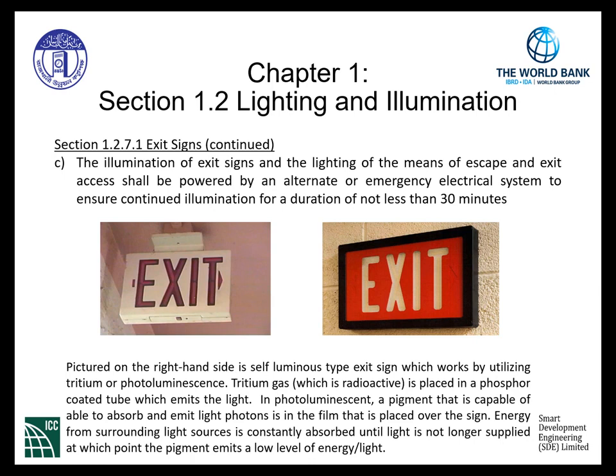Pictured on the right-hand side is a self-luminous type exit sign, which works by utilizing tritium or photoluminescence. Tritium gas, which is radioactive, is placed in a phosphor-coated tube which emits the light. In photoluminescence, a pigment that is able to absorb and emit light photons is in the film that is placed over the sign. Energy from surrounding light sources is constantly absorbed until light is no longer supplied, at which point the pigment emits a low level of light.